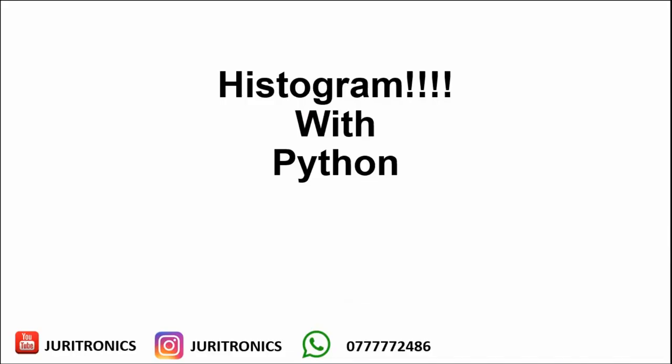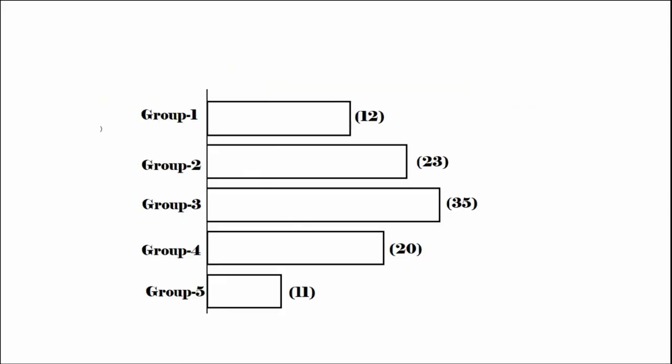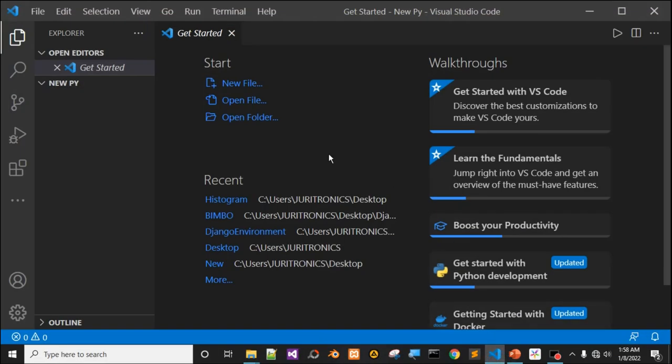So in this video I'm going to be teaching you how to make a histogram with Python. Here is the question that we have. If you try to draw a histogram using this data, you will come out with something like this. We're going to draw a histogram exactly like this using Python without any additional modules. We're just going to be working with arrays and for loops. So let me jump into my text editor now.